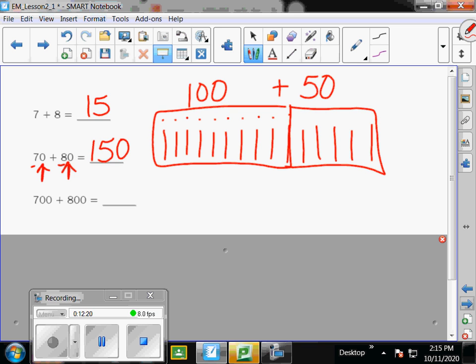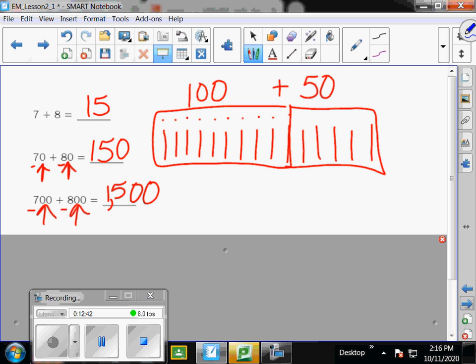Pause if you need to. You know that 7 plus 8 is 15, but you have 700 plus 800, so you should have 1,500, or put your comma in, 1,500.